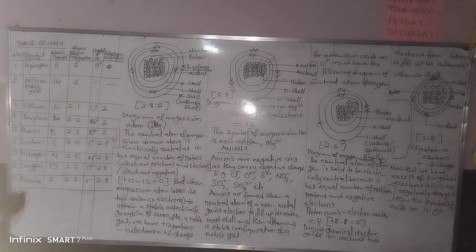Number 10 is neon, Ne. 2,8. You know, neon is a noble gas, and noble gases do not form ions. So it doesn't form ion, because its outermost shell is fully filled. The shell can carry a maximum of 8 and you have 8 there. So that is that.